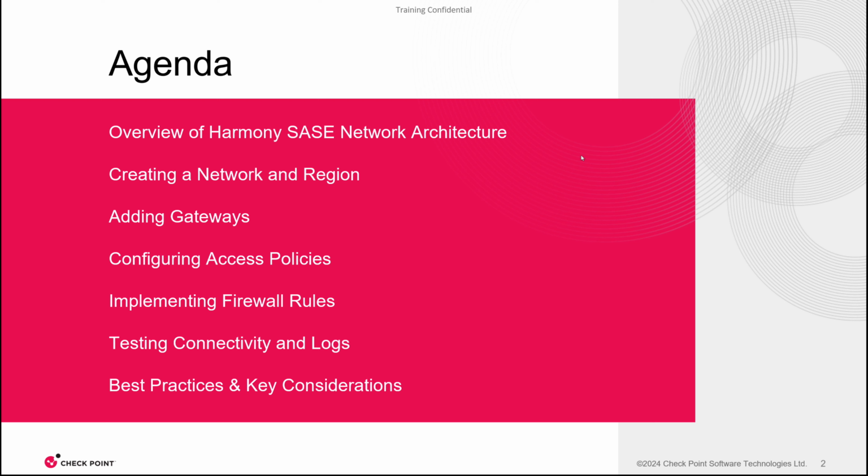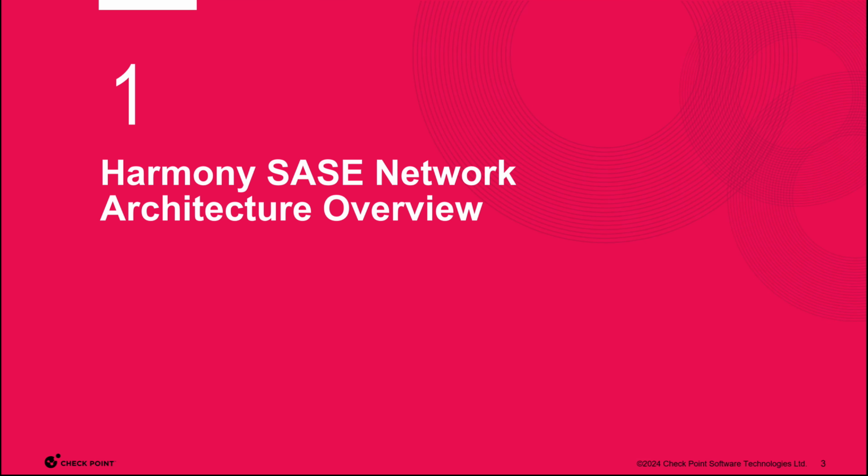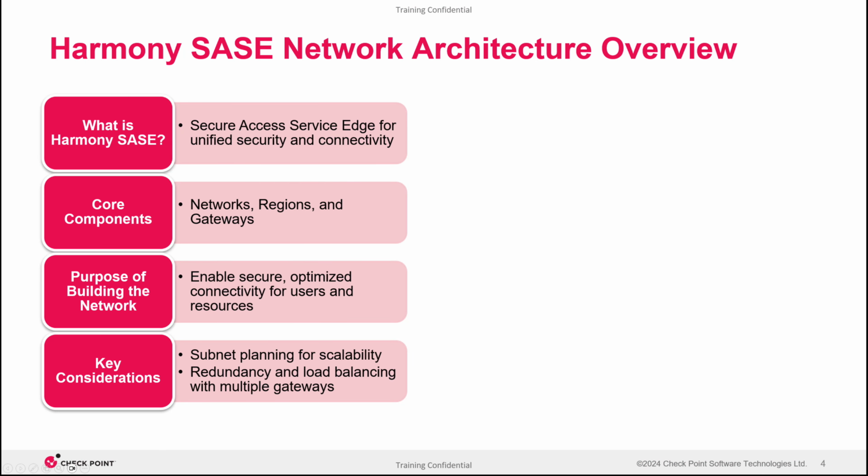Here's what we'll cover in this session. First, an overview of Harmony SASE network architecture. Then we will create a network and region, add gateways, and configure access policies. We'll also implement firewall rules, test connectivity, and wrap up with best practices and key considerations. Let's start by understanding the architecture behind Harmony SASE.